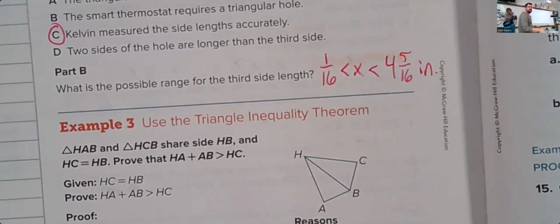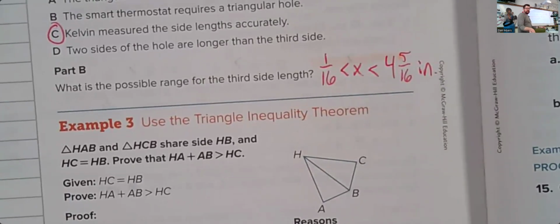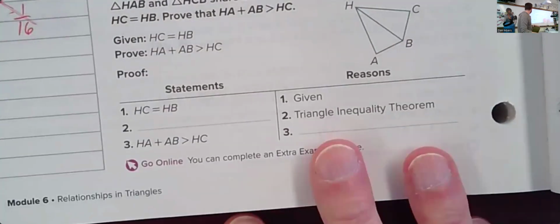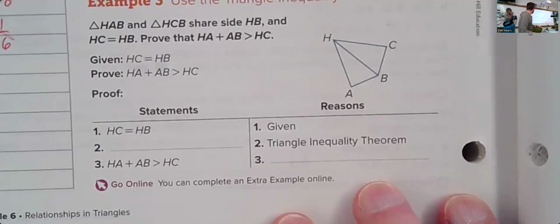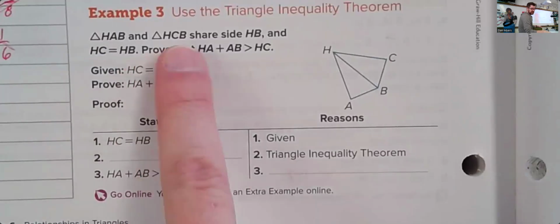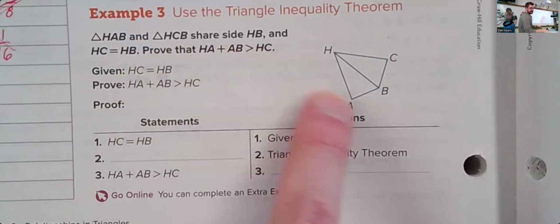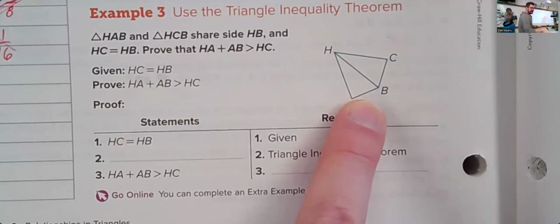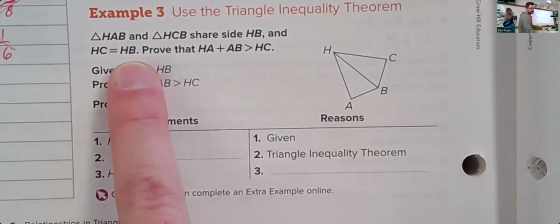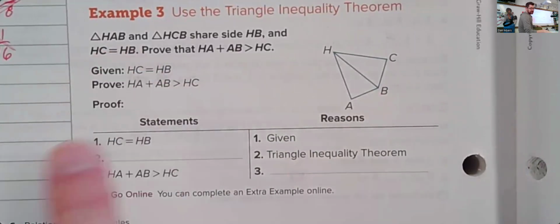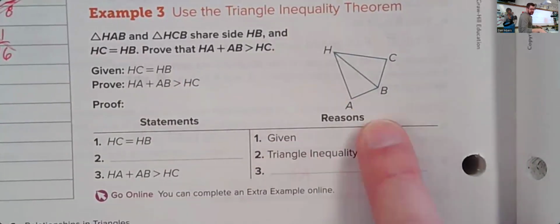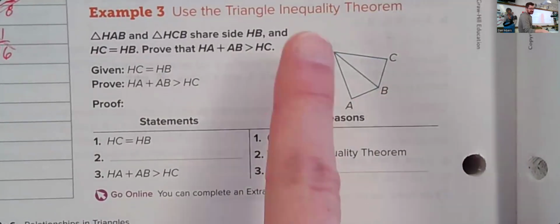We are going to answer this proof, but I'm not going to have you do proofs on your assignment. So we are using the triangle inequality theorem here, and it says it's a three-step problem. So that's why we're going to do it. Triangle HAB and triangle HCB share side HB. And I think that's pretty clear. I don't even think that's something that needed to be written, but they wrote it. HC is equal to HB. Okay, that's important. Prove that HA plus AB is greater than HC.